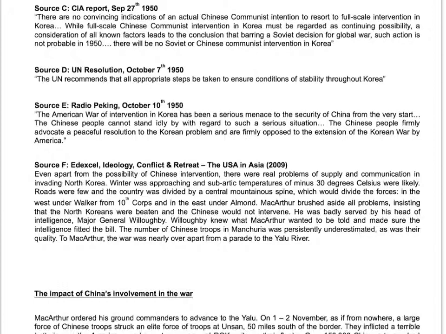MacArthur brushed aside all problems, insisting that North Koreans were beaten and the Chinese would not intervene. He was badly served by his head of intelligence, Major General Willoughby. Willoughby knew what MacArthur wanted to be told and made sure the intelligence fitted the bill. The number of Chinese troops in Manchuria was persistently underestimated, as was their quality. To MacArthur, the war was nearly over, apart from a parade to the Yalu River.